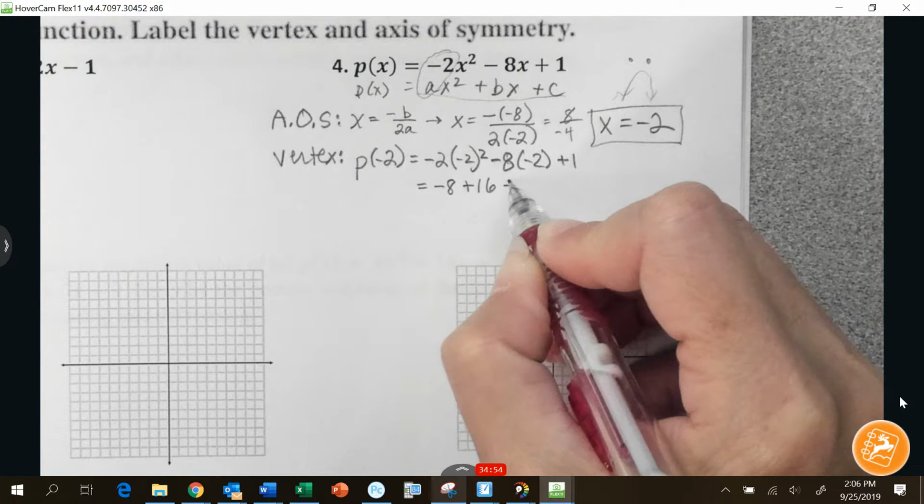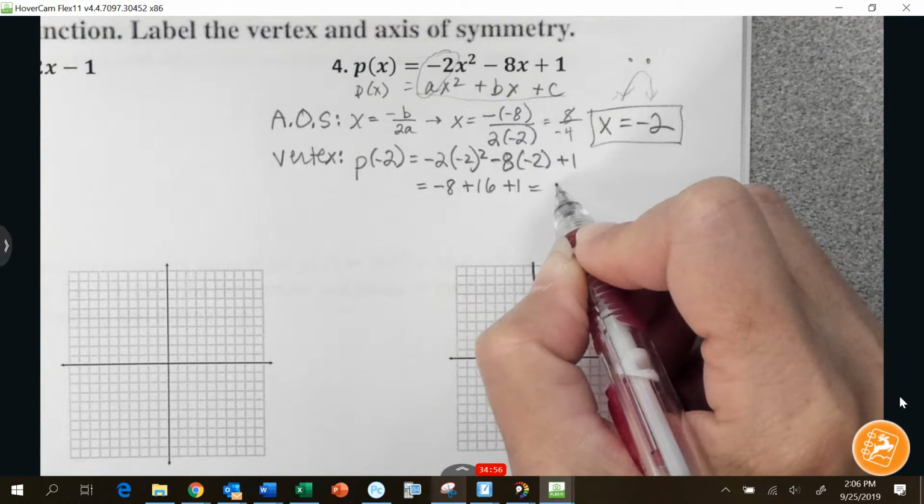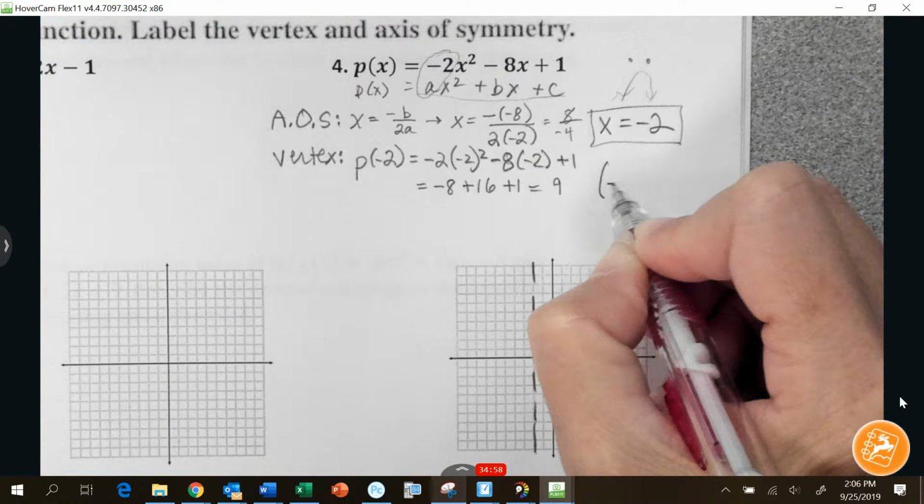Axis of symmetry. Let's say A over S. I don't feel like saying it.